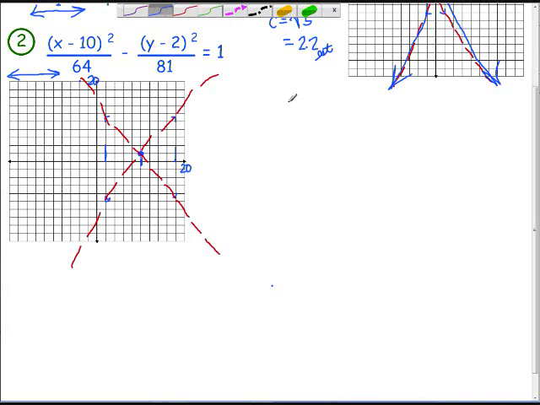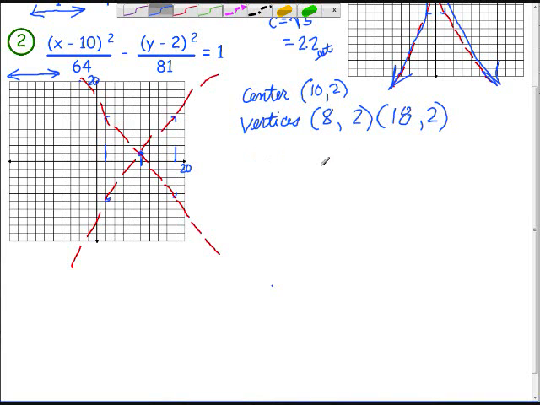Okay. So let me write it out. The center was at (10, 2). The vertices, they're both at 2 for the y coordinate, right? But we had to subtract 8 from 10 to give us 2, and then add 8 to 10 to give us 18 for the vertices.